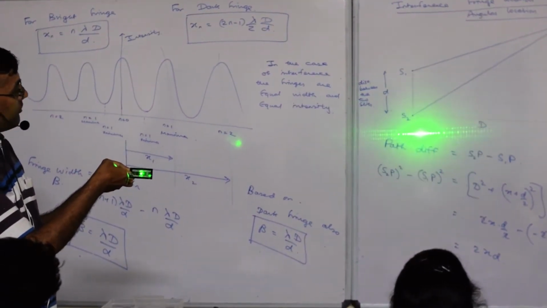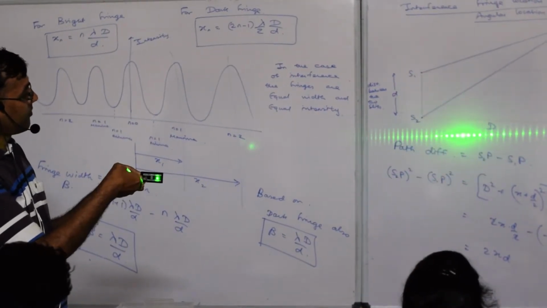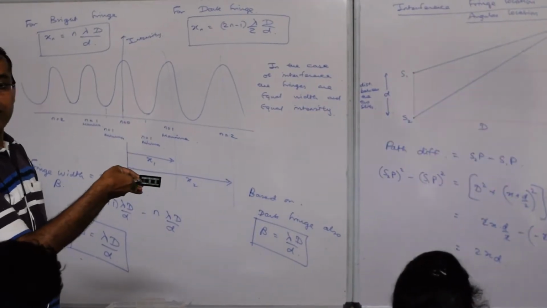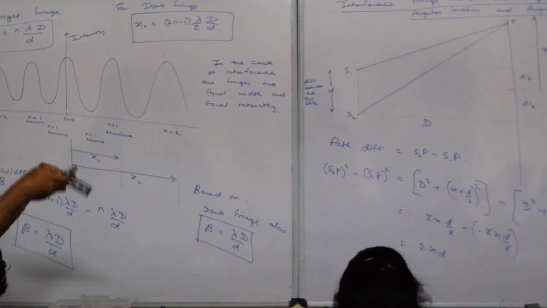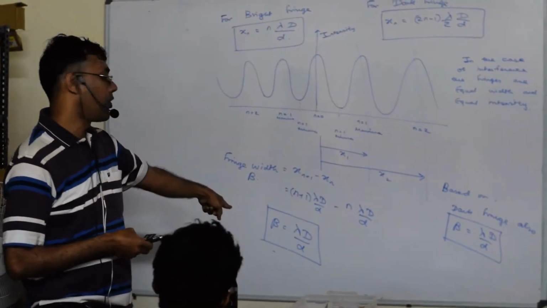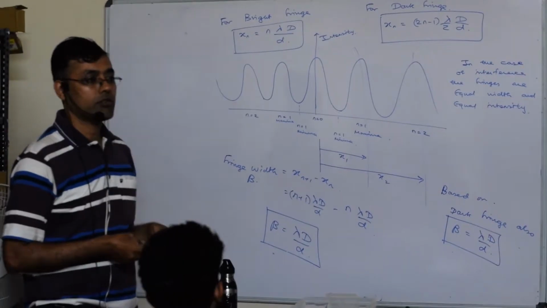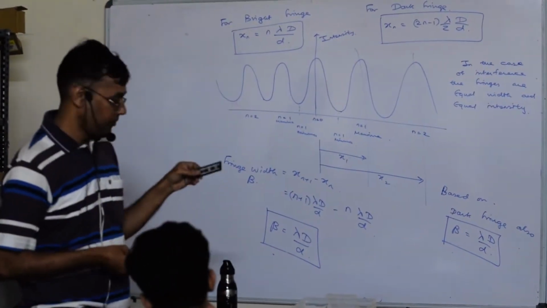So what do you think is the difference? What's happening to the maxima? The maxima are getting farther away. Why? Beta is equal to lambda D by d. So as the small d becomes smaller, what happens to the beta? Beta increases, right? That's the understanding you should have.